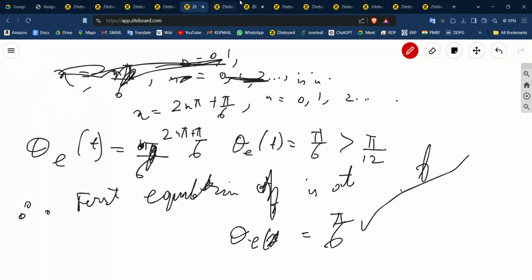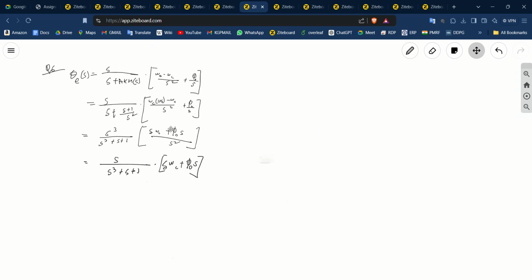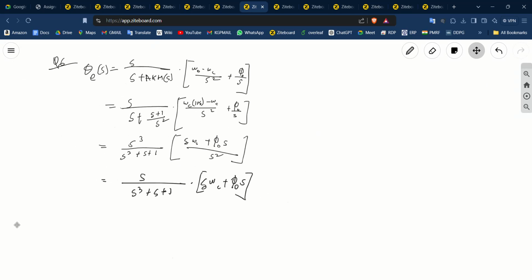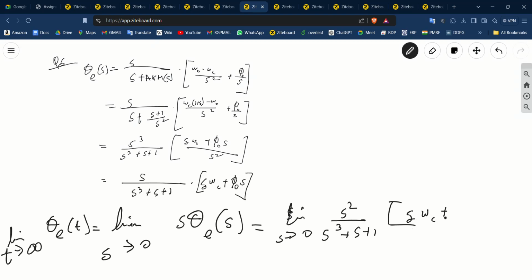Now to find the steady state value we need to find the limit. The limit as t tends to infinity of theta_e(t) is equal to the limit as s tends to 0 of s theta_e(s), which is equal to the limit as s tends to 0 of s squared by (s cubed plus s plus 1) into (delta omega c plus phi naught s).